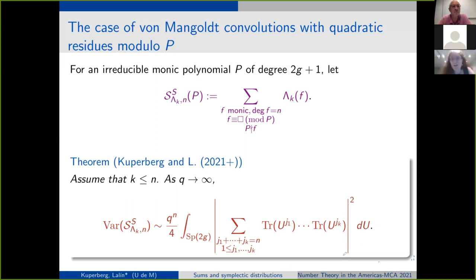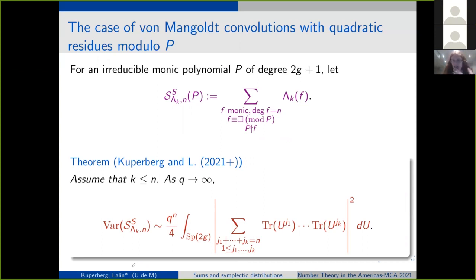Okay, thank you. So I just wanted to give a little bit of an idea of how the proof goes for one of them, because all of them have a slightly different story. Say we consider the von Mangoldt convolutions with quadratic residues mod p. Then the statement says that the variance is going to be given in the limit as some integral over the symplectic matrices, but now instead of having Schur coefficients, I have traces.